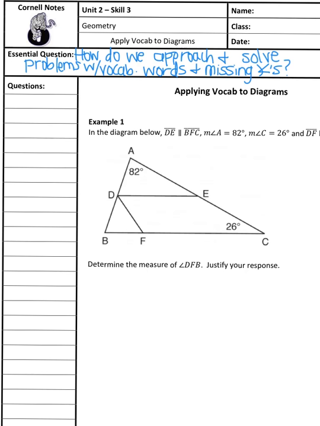We are in Unit 2, Skill 3, applying vocab to diagrams. So write in this essential question that I have written here. How do we approach and solve problems with vocab words and missing angles? So go ahead and take a moment to write that down. You can pause the video if you'd like.